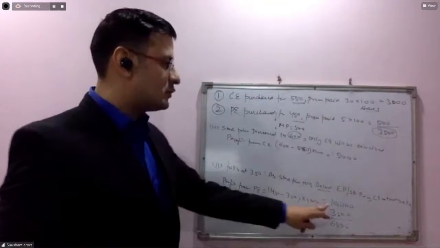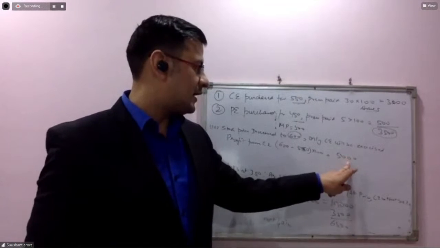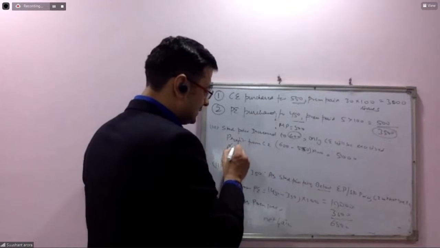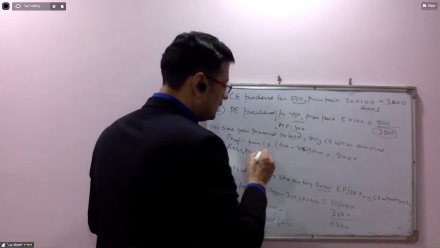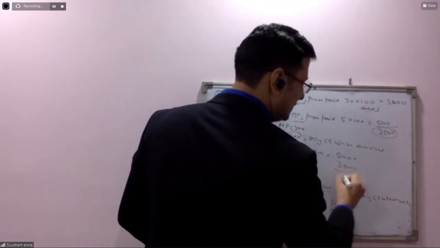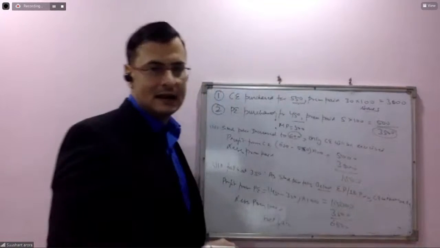We had a 10,000 profit in the put option, so 5,000 profit in the call option. And how much did we pay? Less premium paid, which is 3,500. So the net gain was only 1,500 in this case.